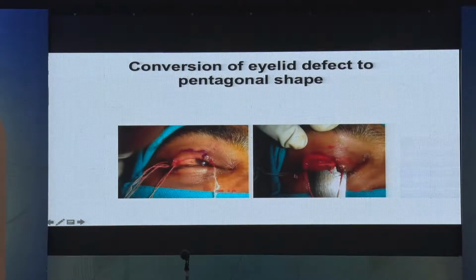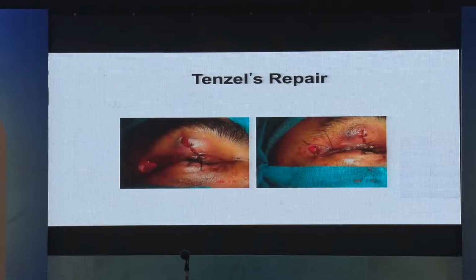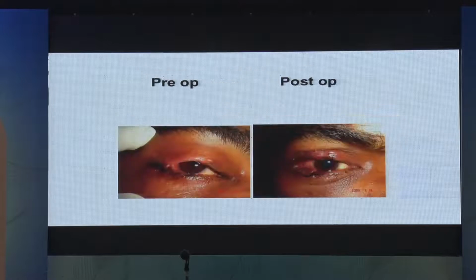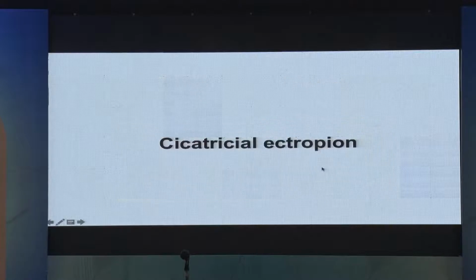After converting the defect to a pentagonal shape, we did a tenzel's repair. So with the tenzel's repair, it was possible to get back the upper lid into normal position and to restore the position of the medial canthus as well. Pre-op and post-op appearances.